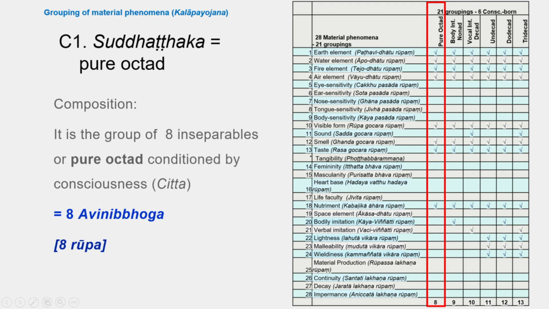Which are 6? First one, Suddhatthaka, means pure octad. I remember my teacher called it pure octad. So it's a group of inseparables conditioned by consciousness, Chitta. So there are a total of 8 of them inside. Inseparable. Remember, inseparable 8.